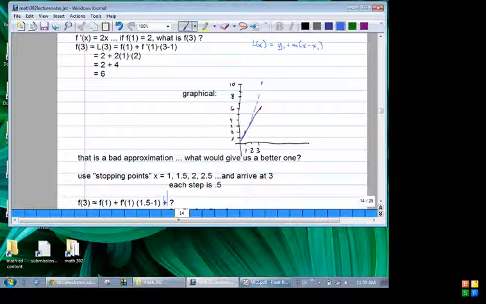So once I get to this spot, what am I going to do? I'm going to say, okay, I now have some value. Now I want to go from 1.5 to 2. Well, I want to do that using my new slope. And where does the new slope come from? The slope comes from whatever the slope is when x equals 1.5.